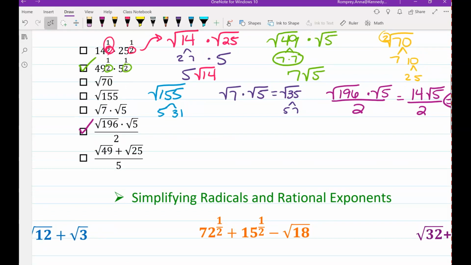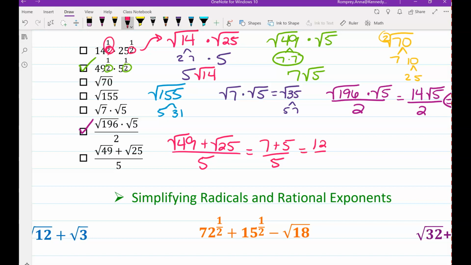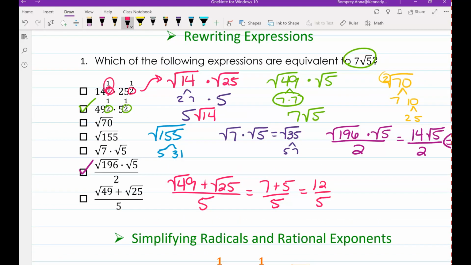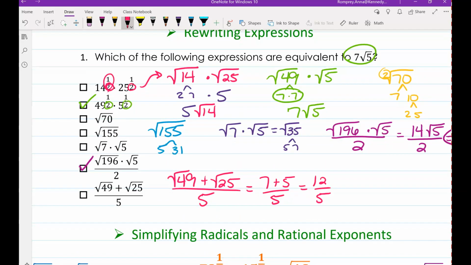All right, square root of 49 plus square root of 25 divided by 5. This one's different. So square root of 49 plus square root of 25 divided by 5. Well, square root of 49, we know that's 7. Plus the square root of 25 is 5. So 7 and 5, 12 fifths. I don't think there's any way that that's going to turn into 7 root 5. So those are the only two answers that I see.